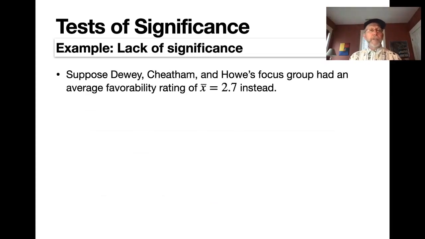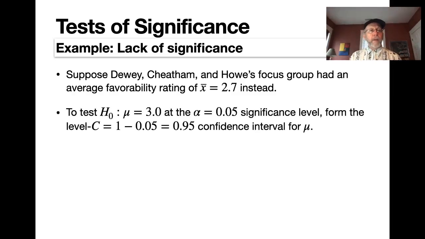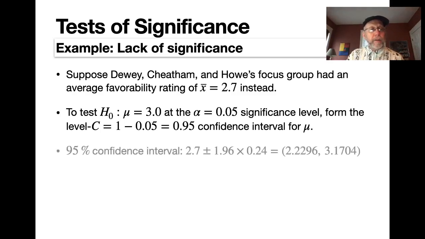Suppose that in the Dewey, Cheatham, and Howe case, the focus group had returned an average favorability rating of x bar equal 2.7 instead of the 2.5 that we actually observed. To test the null hypothesis that mu equals 3.0 at the 5% significance level, we would again form that 95% confidence interval for mu, this time based on our observed x bar of 2.7. That 95% confidence interval turns out to go from 2.2296 up to 3.1704.